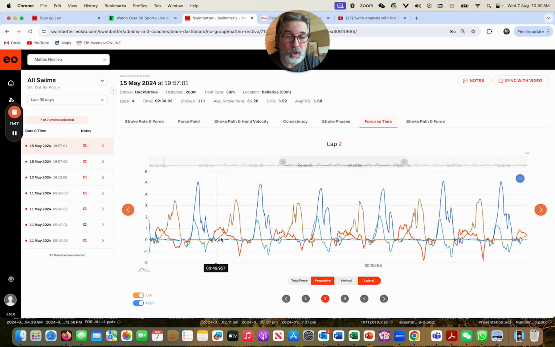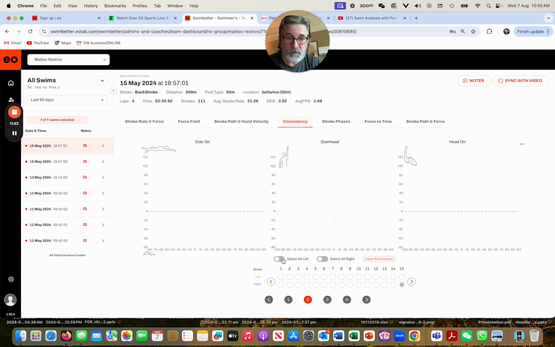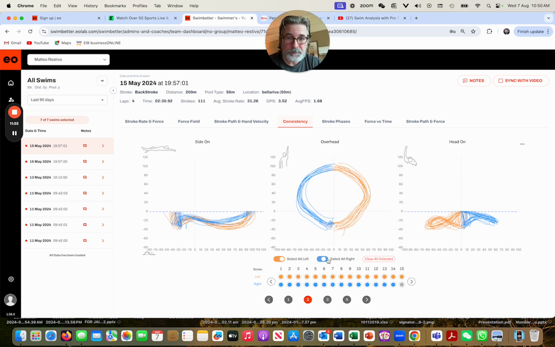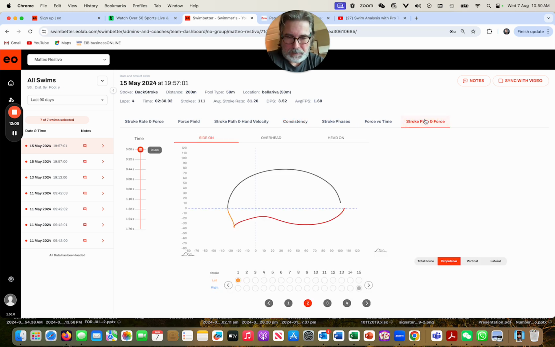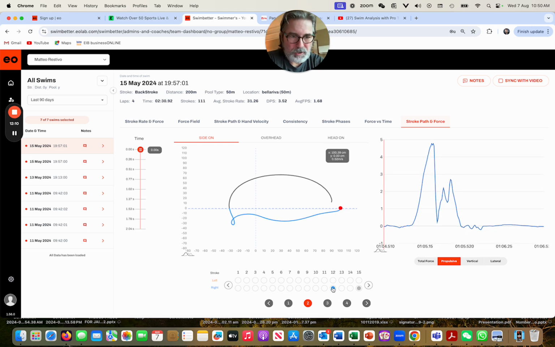beginning part, the early part of the stroke, which reflects exactly what we saw here on the consistency, which is, again, at the early part of the stroke. There's that significant differential happening. So let's see if we can see what that is. I'll tell you what, I'm going to pick a stroke. Let's look at a right hand 12, because we've got this drop off in propulsion.